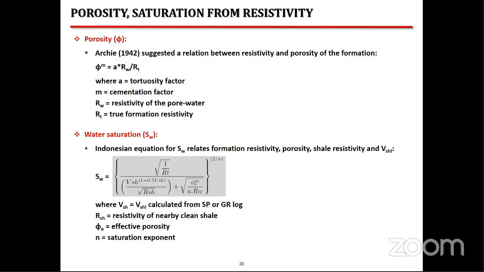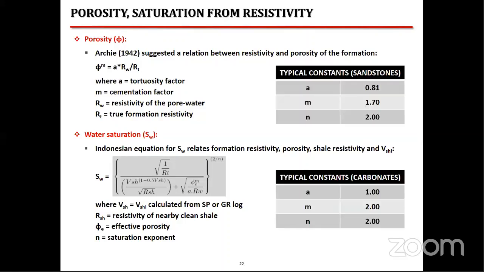Now, these constants of a, m, and n, that is the tortuosity, cementation, and saturation factors, have predetermined values for typical formations. These are basically 0.81, 1.7, and 2 for sandstones, and 1, 2, and 2 for carbonates.